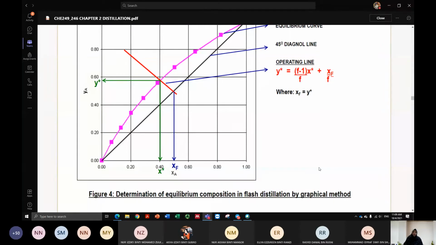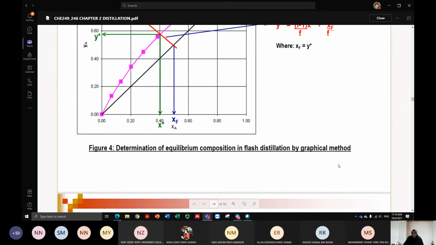So to answer the question, what is the equilibrium composition for this process? It is y star and x star. Where do you get that y star and x star? You get it from the intersection between the equilibrium curve and the operating line that you have drawn. You take the y value to give you y star and the x value for x star. That is the equilibrium composition for this particular process, in terms of mole fraction. So that's all for flash distillation.